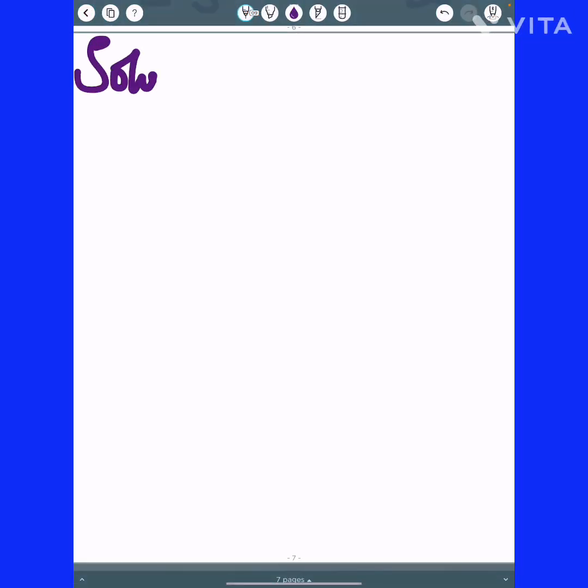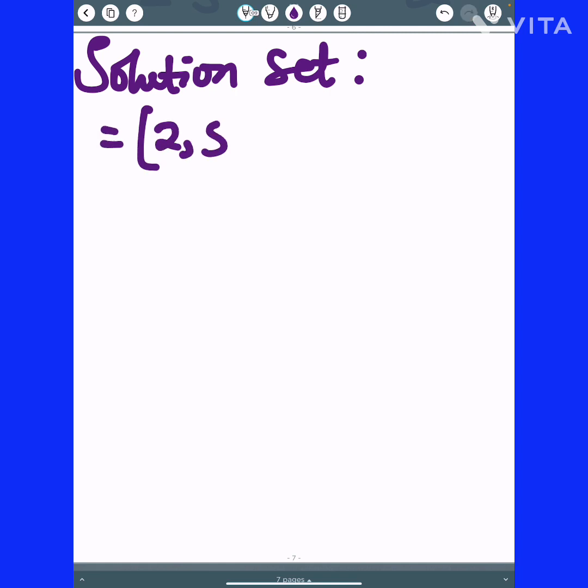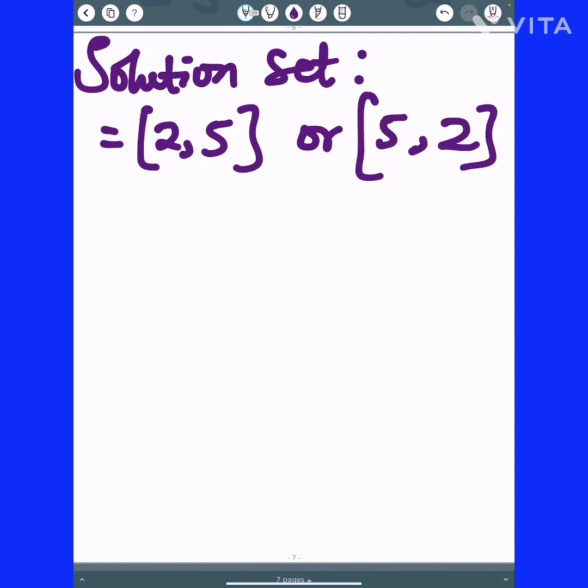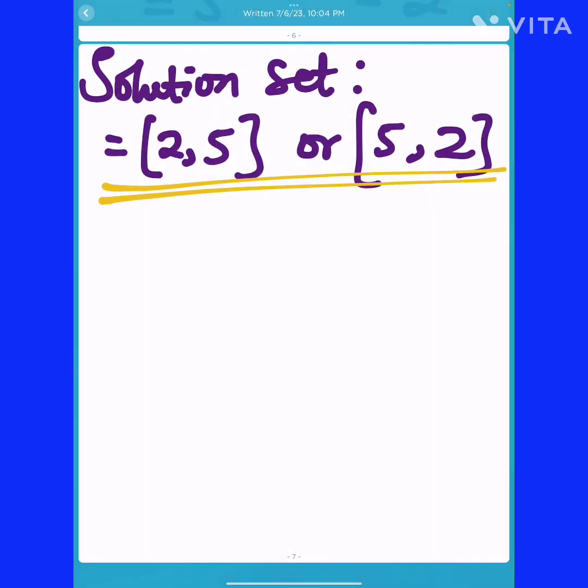Solution set. Let me write it together. My solution set will be when x is what? When x is 2, y is 5. Or when x is 5, y is what? 2. So that's the solution of question 2.